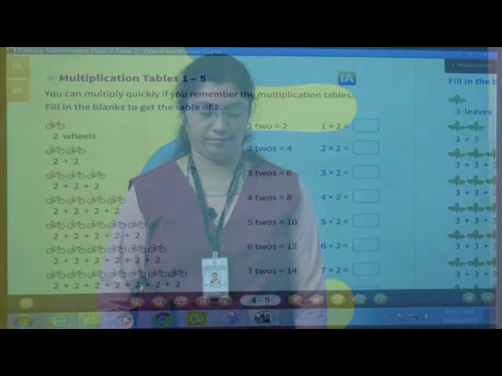So students, in the previous session what have we learned? We have learned the meaning of multiplication, addition fact, multiplication fact, and addition fact and multiplication fact on number line. So today we are going to learn multiplication tables 1 to 5. So be ready with your textbook, pencil and eraser.